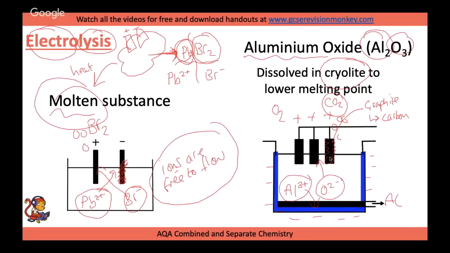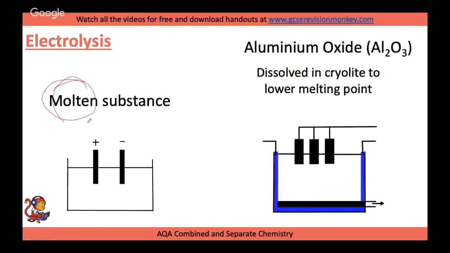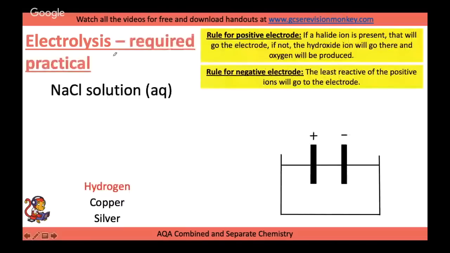So this is where electrolysis gets a bit difficult. In the previous example, we were looking at when we just heated them up and melted them to make them molten. However, if you had a rock, there's another way that you could get that into a liquid.